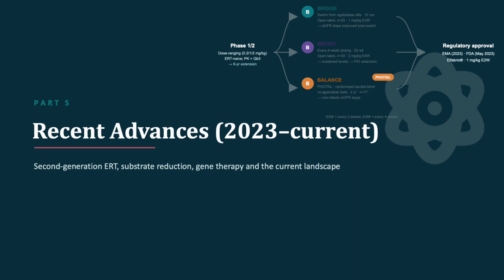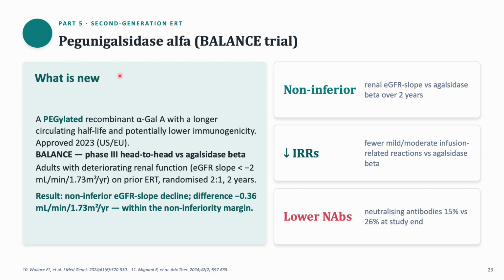Let's talk about recent advances. The first major advance is a second-generation ERT, pegunigalsidase alfa, approved in 2023. It is a pegylated recombinant alpha-gal with a longer circulation half-life and potentially lower immunogenicity. The key evidence is the BALANCE trial, a 2-year phase 3 head-to-head comparison against agalsidase beta, the strongest comparator. It enrolled adults already on ERT who were still losing renal function.